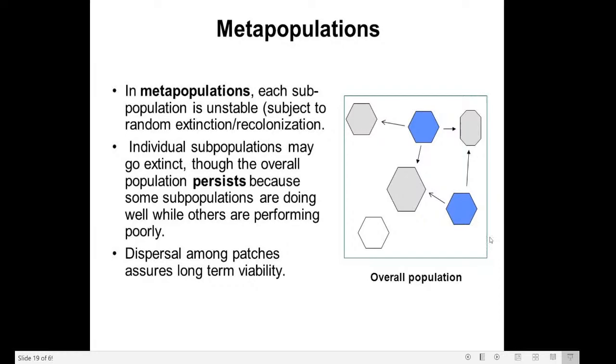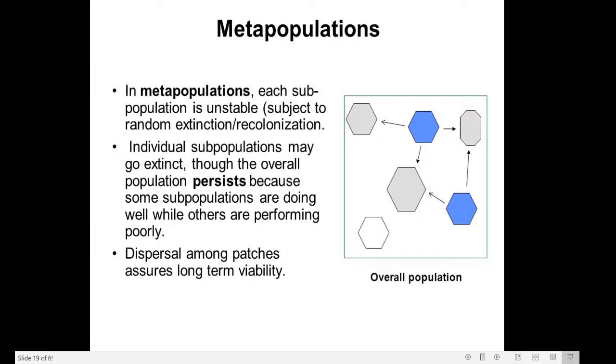But in this image, you can see the overall population is called the metapopulation. These small subgroup populations are there. Some populations are performing well, some populations are performing poorly. All these things are calculated in the metapopulation. If one is not performing, meaning extinct, the other populations play a major role and overcome their loss. So there is no loss in the metapopulation.